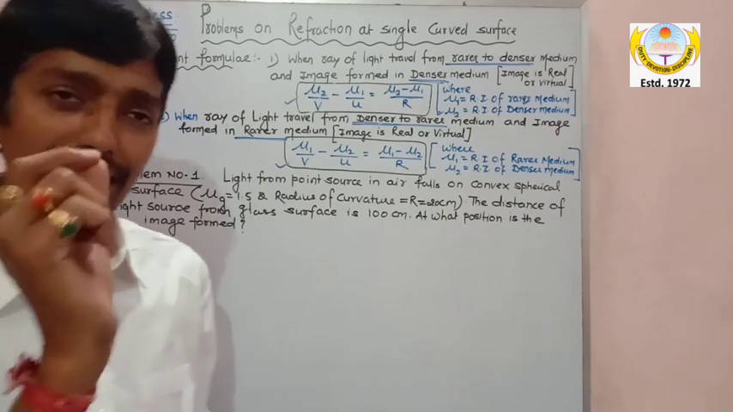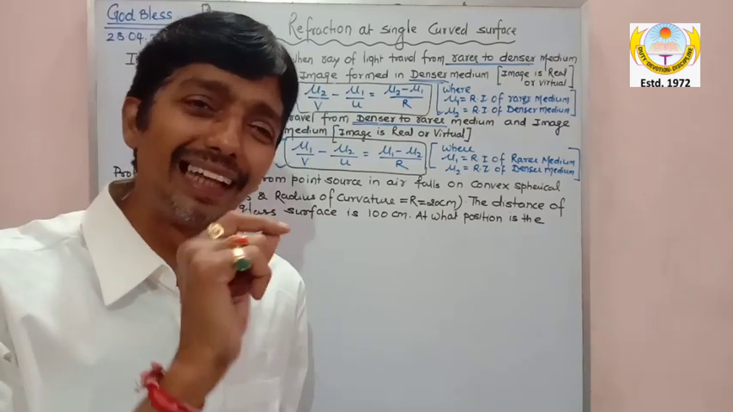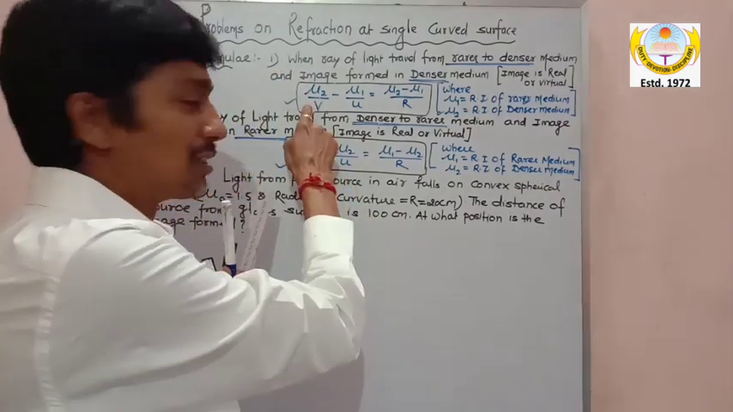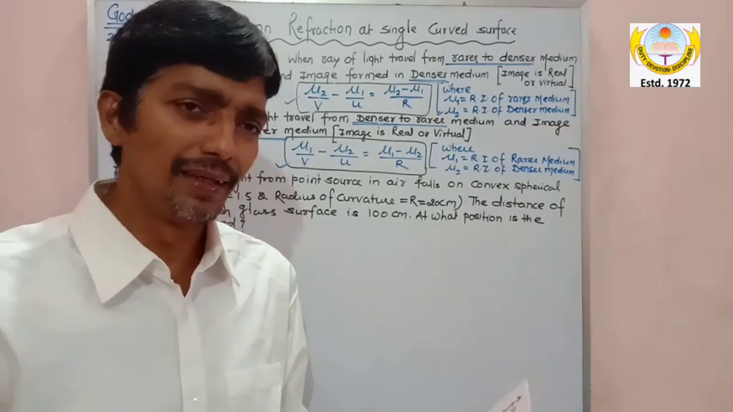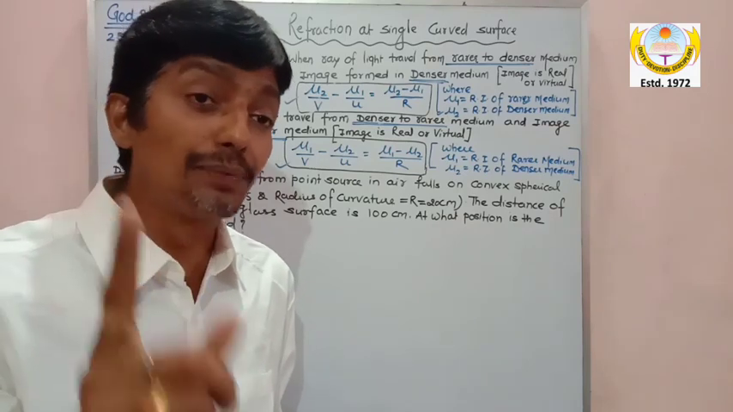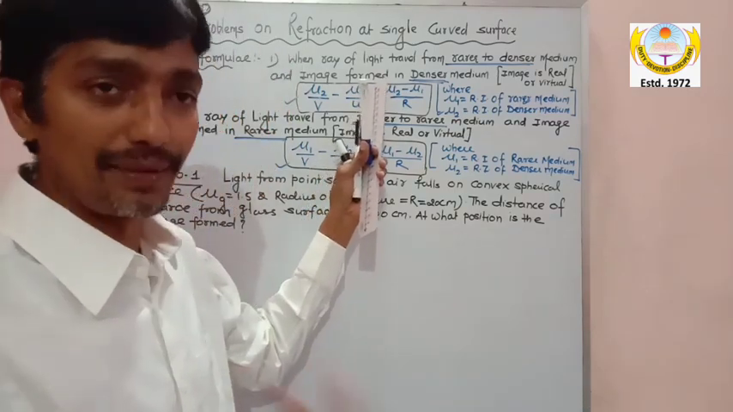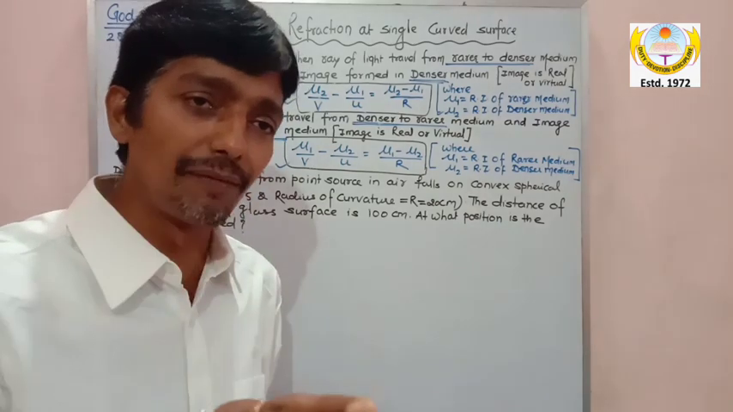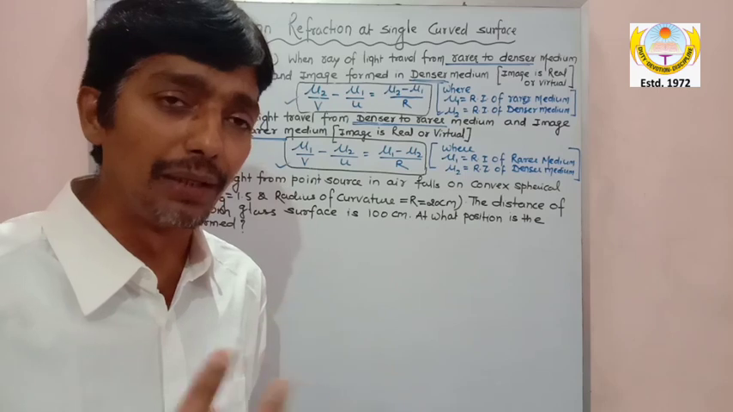So once again, please take care of these two things: if the image is formed in the denser medium, then no doubt this V is with mu2. Simple, right? And the object will be in the rarer medium, so the U will be with mu1. And the formula we have to begin with is the image. So the answer will be mu2 by V minus mu1 by U is equal to mu2 minus mu1 divided by R.